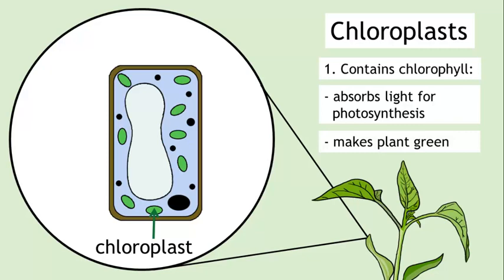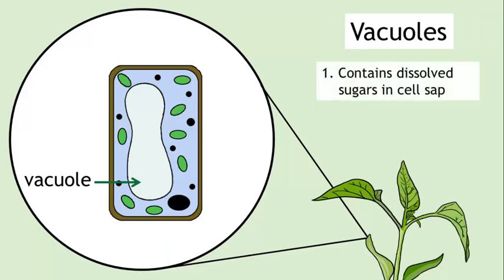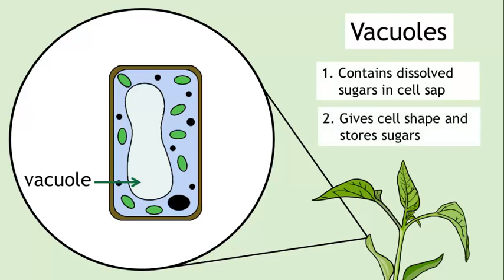Finally, plant cells also contain structures known as vacuoles. These are filled with a watery substance which contains dissolved sugars called cell sap. The role of the vacuole is to provide support for the cell shape and to store sugars.